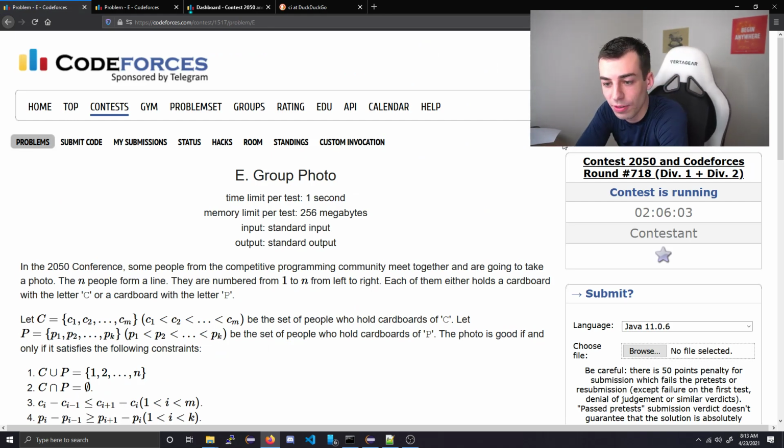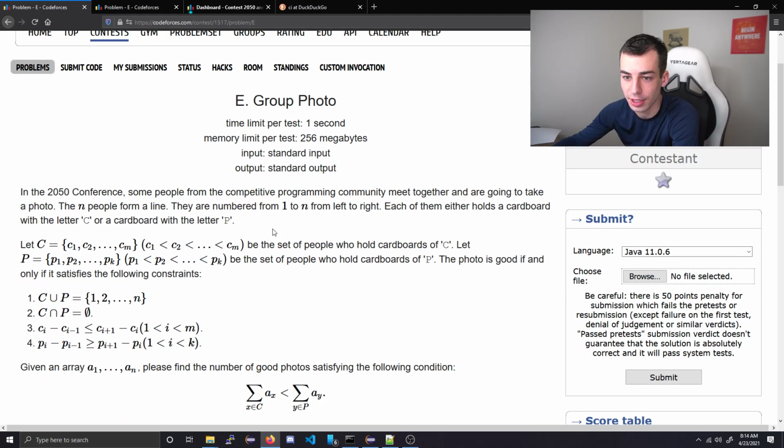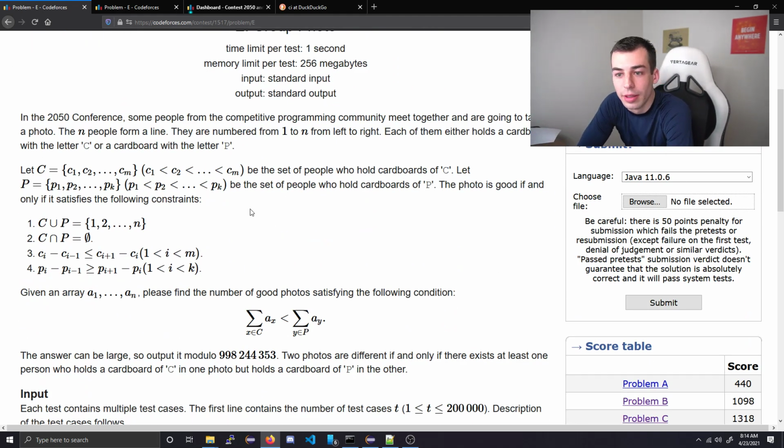All right, in the 2050 conference, some people from the competitive programming community meet together and are going to take a photo. The N people form a line. They are numbered from 1 to N, from left to right. Each of them holds either a C or a P. Let C be the set of people in sorted order who hold C, and P be the same thing with P. A photo is good if and only if the following constraints are true.